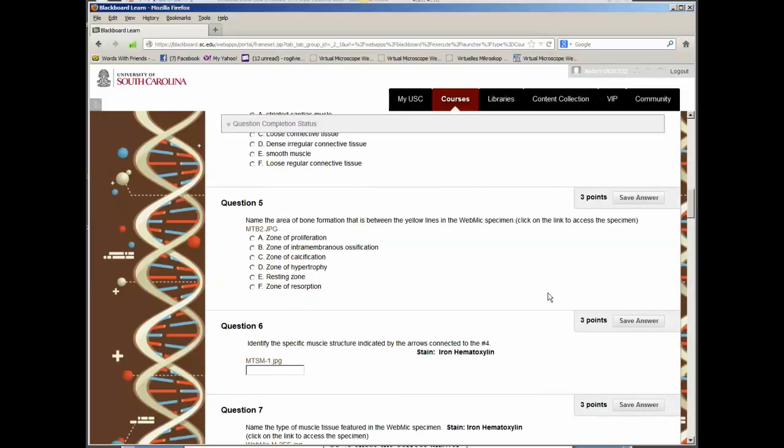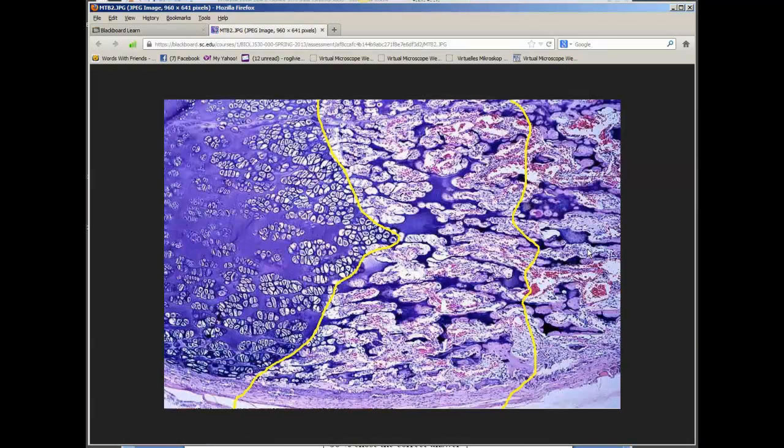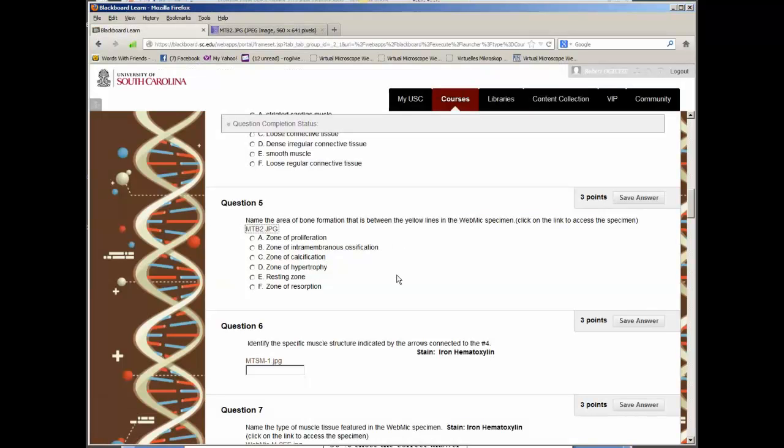Okay, the next one: name the area of bone formation that is between the yellow lines in the web-like specimen. Okay, let's take a look at that. And between the yellow lines, well, hopefully you would immediately recognize that this is epiphyseal plate. You have the cartilage, then you have this pattern here, which reminds me at least of bone spicules. And so between that, you have the zone of ossification or bone formation. So you would have chosen there the zone of calcification.